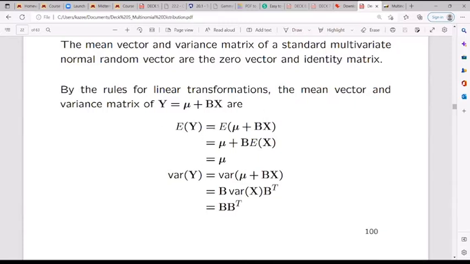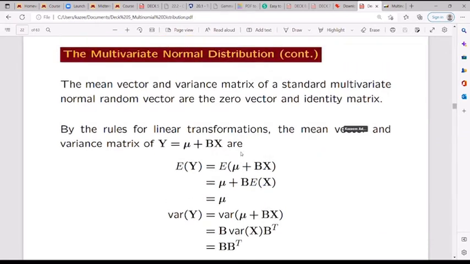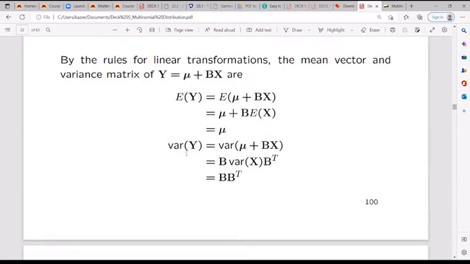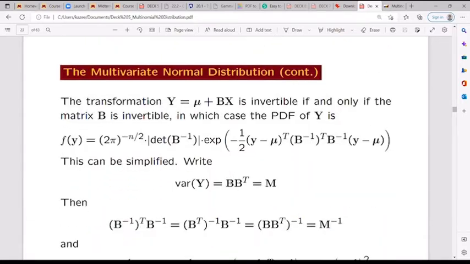If you go by what we've done before, taking the expectation, this is going to be mu plus b times the expectation of x. And why do we have mu? We basically have mu here because the expectation of x is going to go to 0. You remember we did something like that before. And the variance of y is basically going to be this. You just need to take note of that.